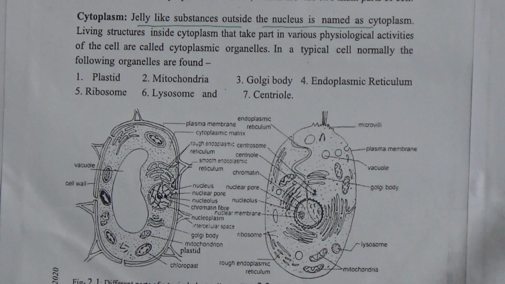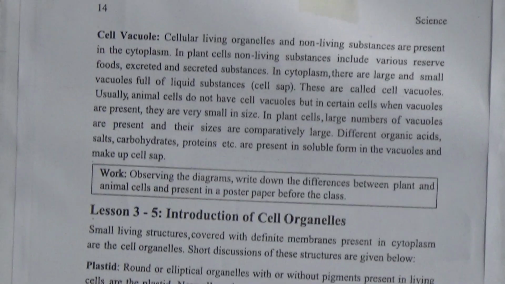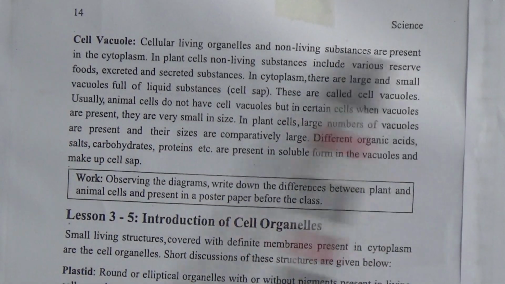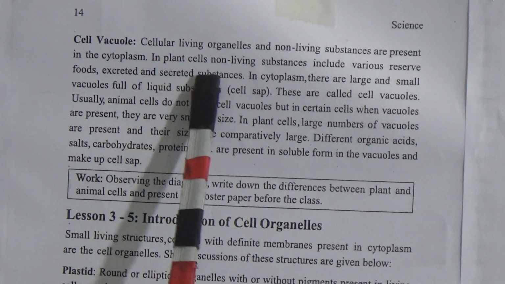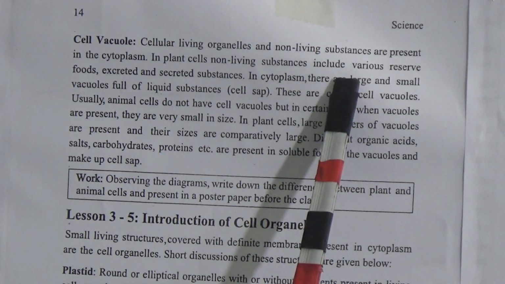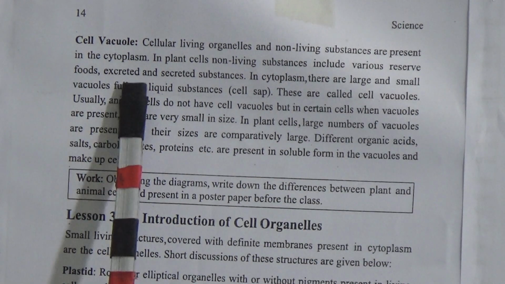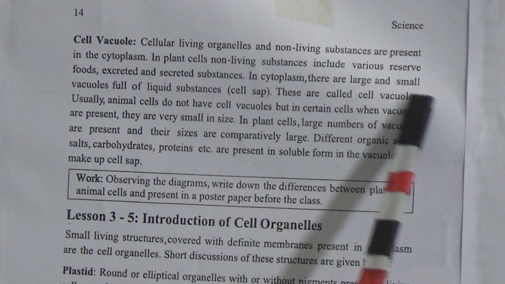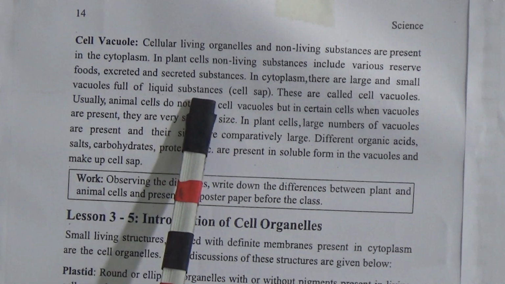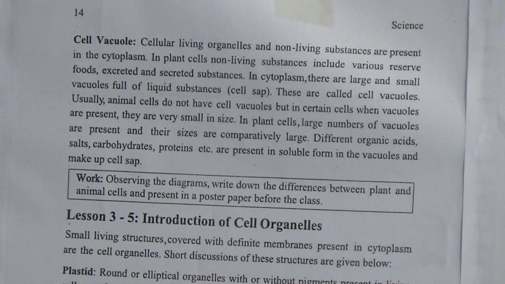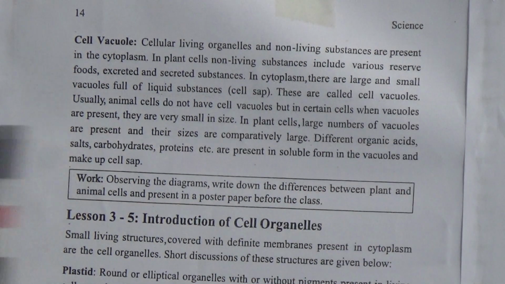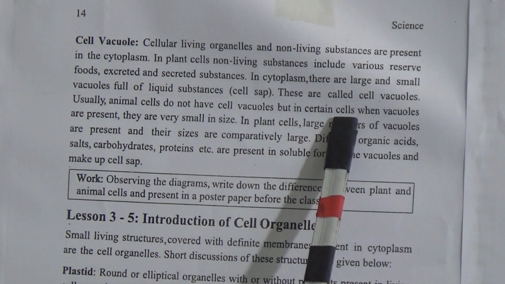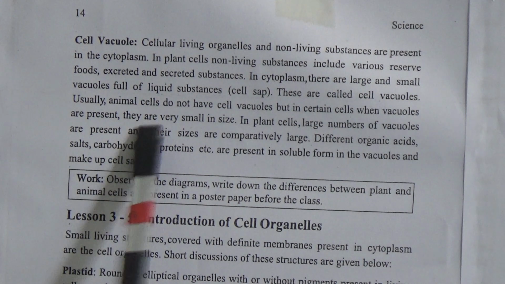Students, now come to page 14, cell vacuole. Cellular living organelles and non-living substances are present in the cytoplasm. In a plant cell, non-living substances include various reserved foods and excreted substances. In cytoplasm, there are large and small vacuoles full of liquid substance. This is called cell sap. These are called cell vacuoles. Usually, animal cells do not have cell vacuoles, but in certain cells, when vacuoles are present, they are very small in size.